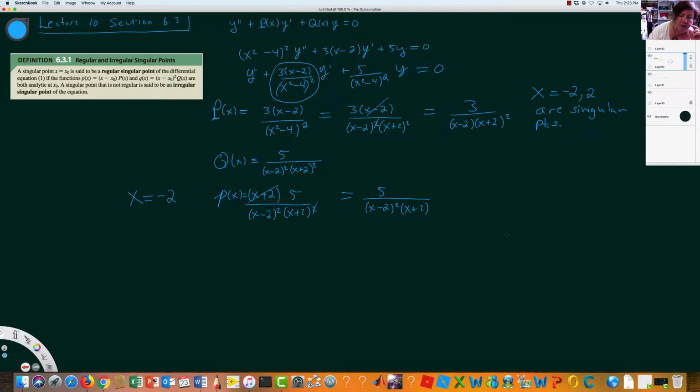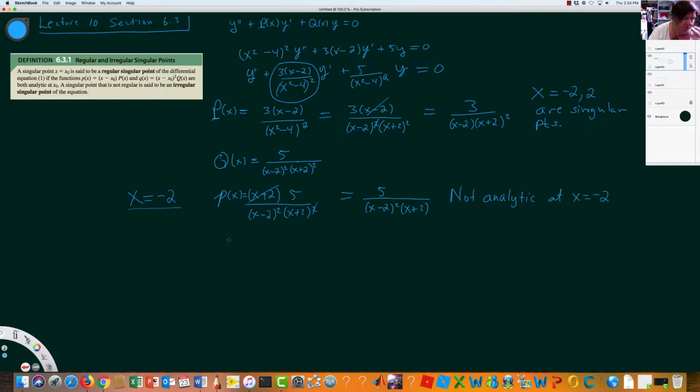All right, so if we notice here, we're looking at x equal -2. So if I put x equal -2 into here, I'm going to get it blowing up. So this is definitely not analytic at x equal -2, okay? So not good. Now it says that both of them need to be analytic.